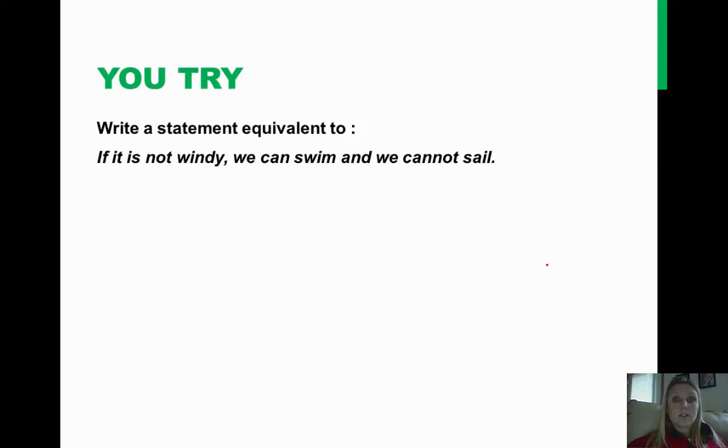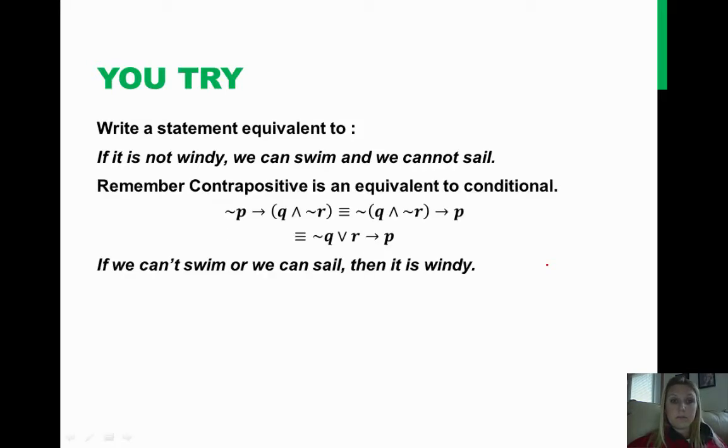So the first part of this is to write it in symbolic form. We have not windy, so it'll be not P, then Q, which is positive, but not sail is negative. So when we flip our two statements around, we're going to negate this statement here, not Q and not R, then P. So Q becomes negative, this becomes an or, and the R becomes positive because it's negative to start with. Then notice that P started off negative, so P becomes positive over here. Our outcome to this should have been, if we can't swim or we cannot sail, then it is windy.